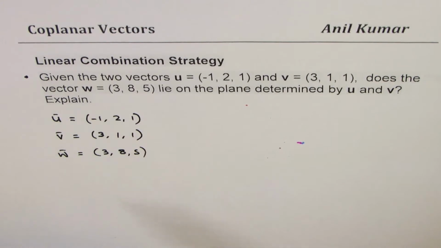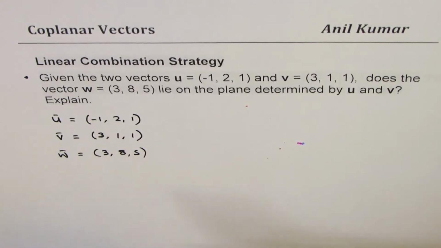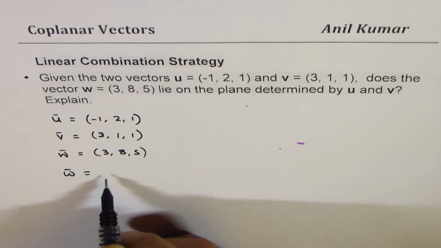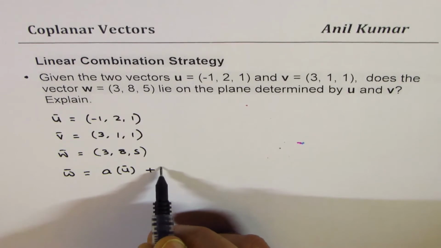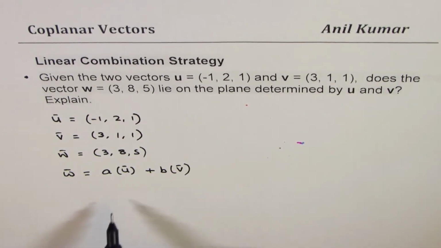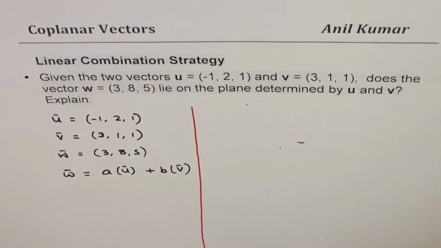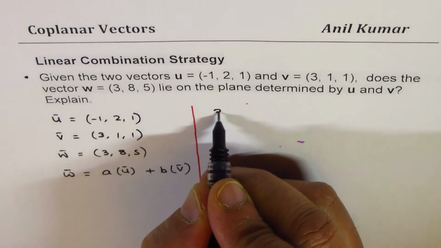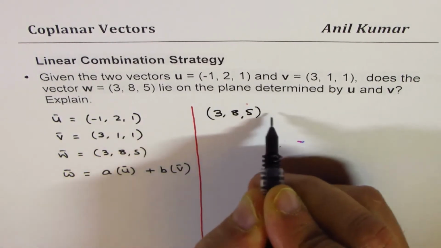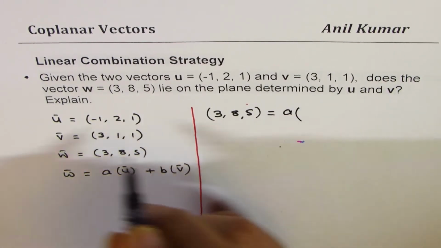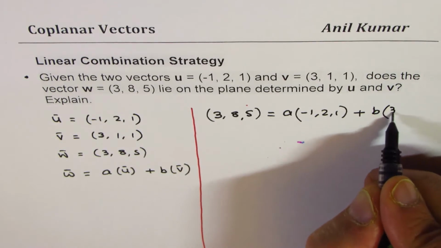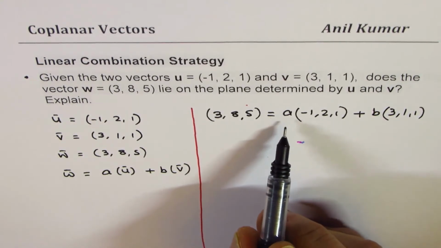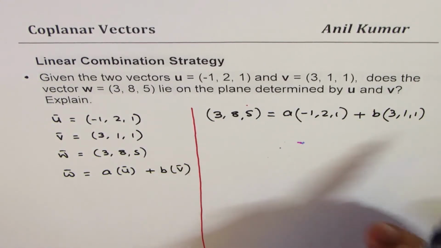Now if W lies on the plane defined by U and V, then we should be in a position to write W as a linear combination of U and V, right? So we could write this as A times vector U plus B times vector V. That should be possible. So basically what we're trying to say here is that vector W, which is (3, 8, 5), can be written as a scalar multiple of vector U, which is (-1, 2, 1), plus B times (3, 1, 1). So we have to find the values of A and B which can make this linear combination true.